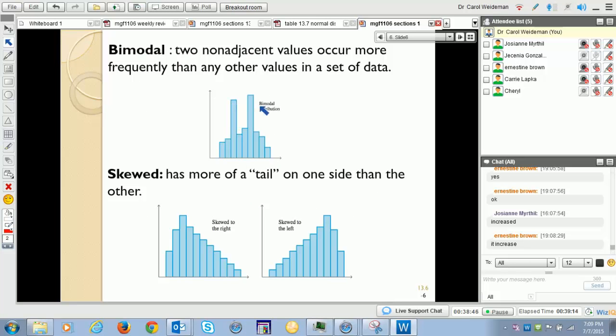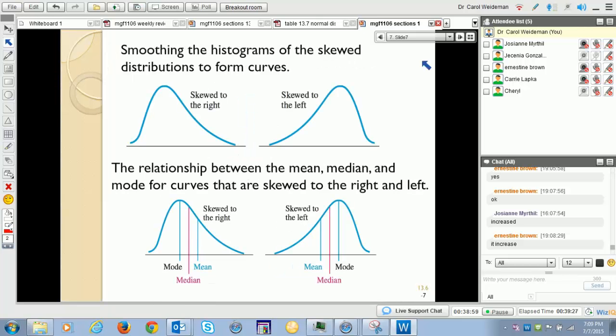We can see 2 peaks. Remember what modal means is the most frequent. We could have 2 peaks called bimodal. We could have what's called a skew, where one tail in the histogram is longer than the other. Okay, and here's that skew again.